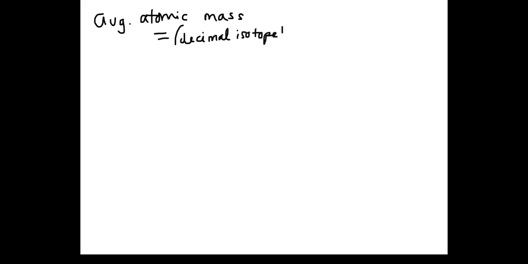Now let's talk about how to calculate that. Average atomic mass is equal to the decimal of isotope 1 times the mass of isotope 1.